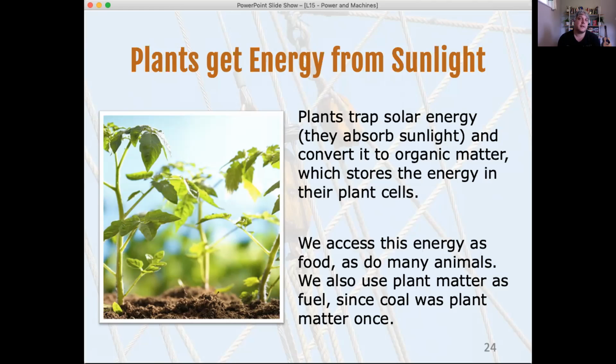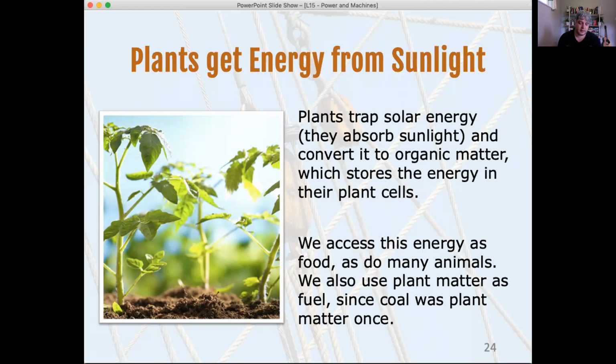So we now have energy in these plants in a form that we can access, and we do. We access it as food. Other animals access it as food as well, and we also access it as fuel because plants that die turn into things like coal that we can burn and access the energy later.